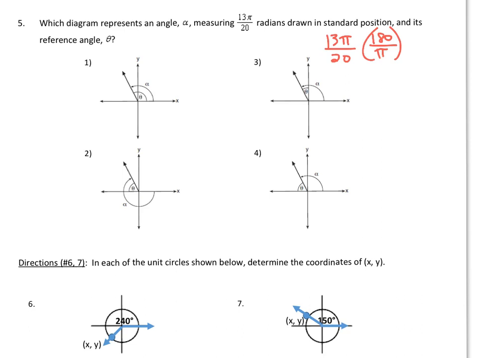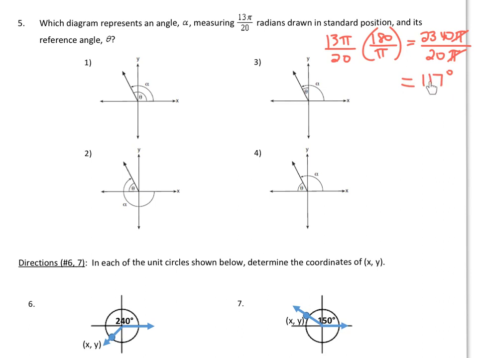Okay, so if we multiply across, that would give us 2,340 pi over, and then 20 times pi is just 20 pi. All right, and then if we simplify that, the pi's cancel off, and 2,340 divided by 20 simplifies to 117 degrees. Now, I have to be honest, I'm looking at all these pictures.